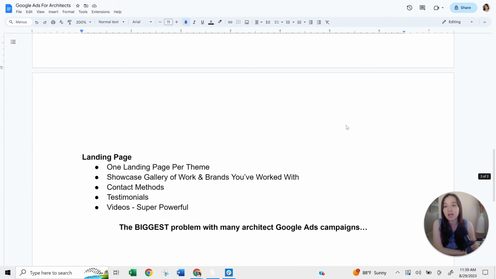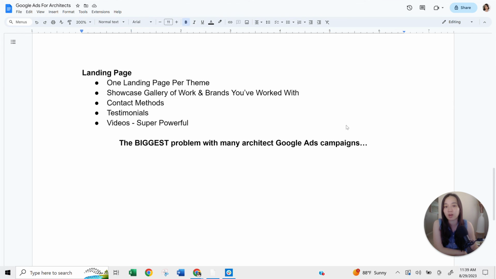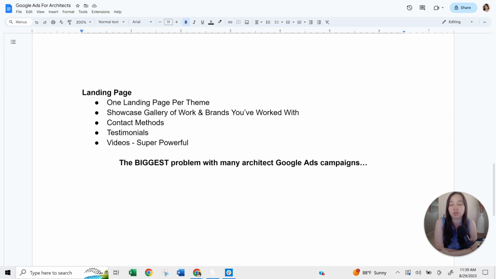And then the last thing that I wanted to talk about before I move on to the biggest problem that I find with Google Ads campaigns for architects. So I want to talk about landing pages. One landing page per theme.